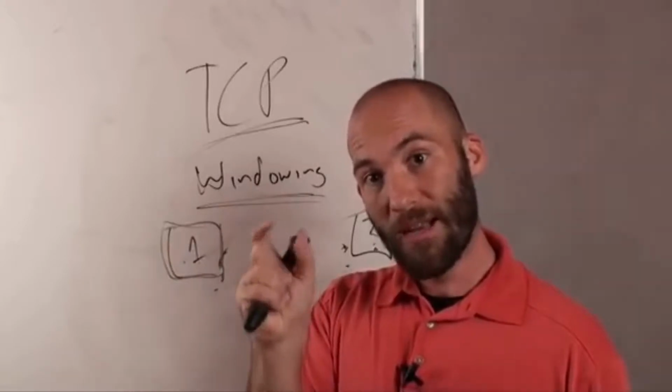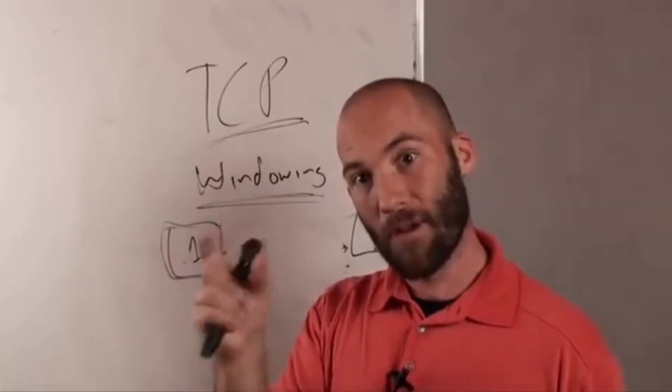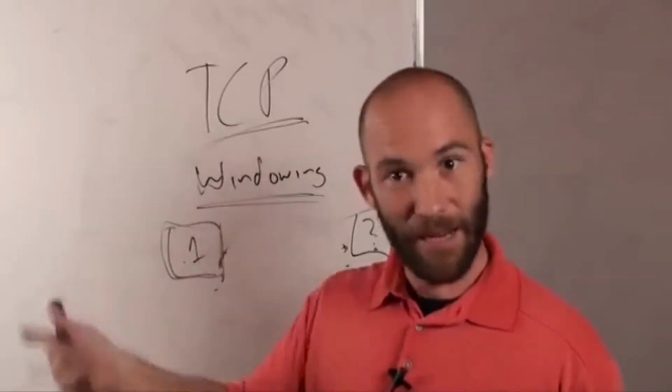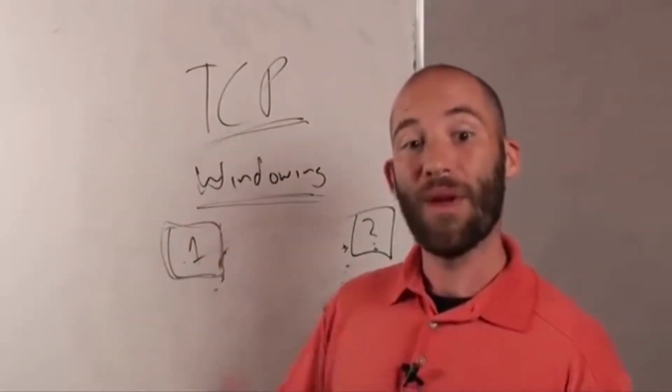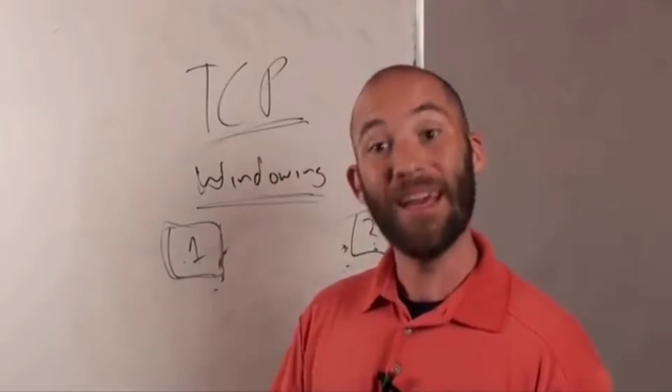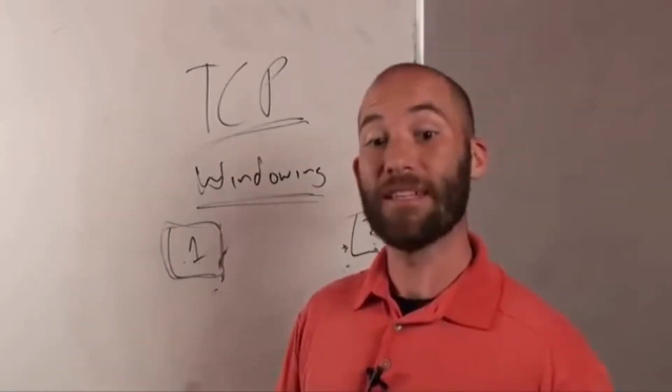Then it goes back to 1, double, double, double, until there's a problem again, then back to 1, and so on. See how it goes? Those are the things that you have to understand when you're dealing with a TCP/IP protocol suite. Remember, it's an entire suite.